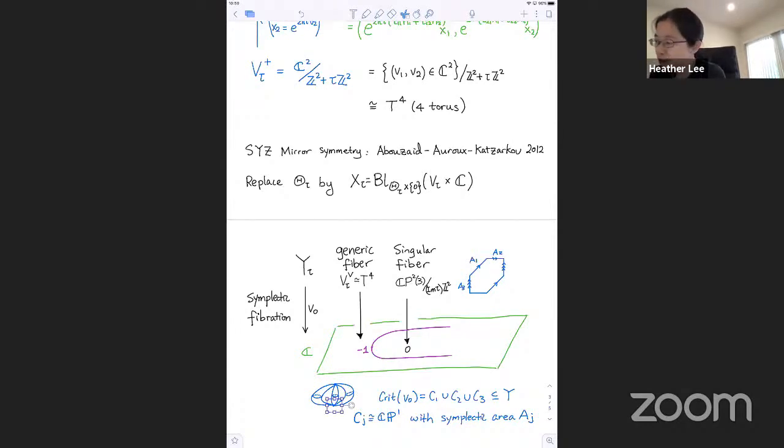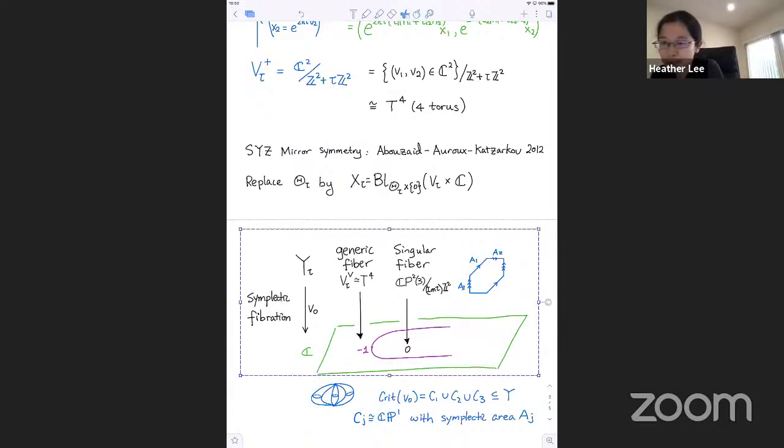So if you are willing to study the symplectic geometry of this singular thing, then we can take this singular thing to be the mirror of the genus 2 curve. But otherwise, we have to use this whole fibration here.